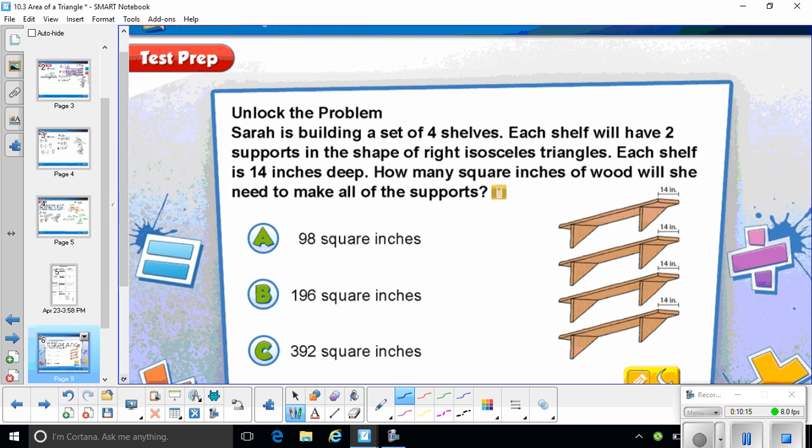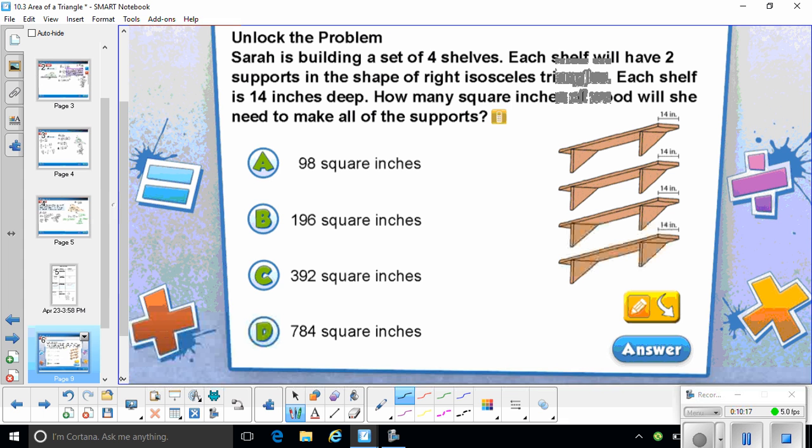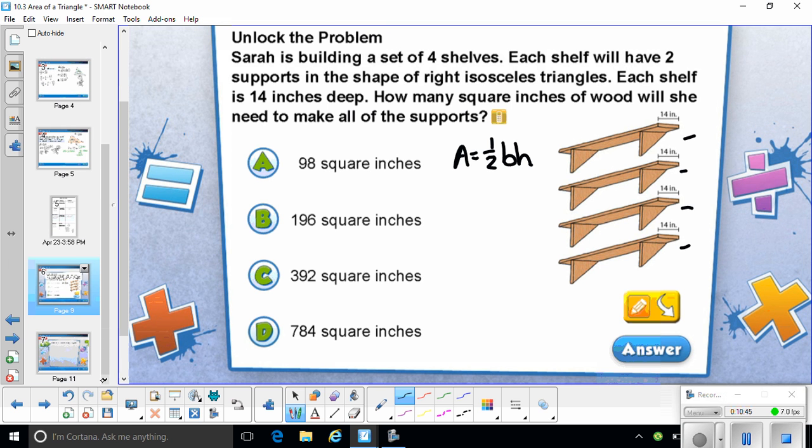Okay, what you're going to do now is we have our test prep question. Sarah's building a set of 4 shelves. We're going to copy down the entire question. We're then going to go ahead and use our formula, which is area equals 1/2 base times height, and we're going to solve. This will be a multi-step question since we're discussing 4 shelves versus 2. So you're going to want to pay attention to that as far as what you would have to do to your final answer. Once you have that copied down, your work shown, and answer selected, you may continue to hit play.